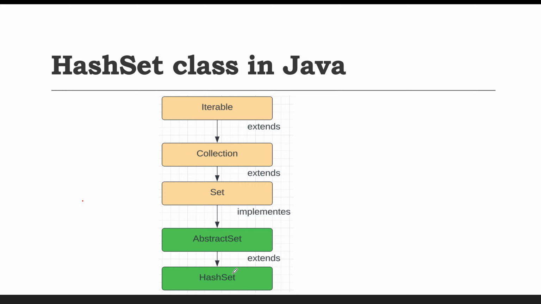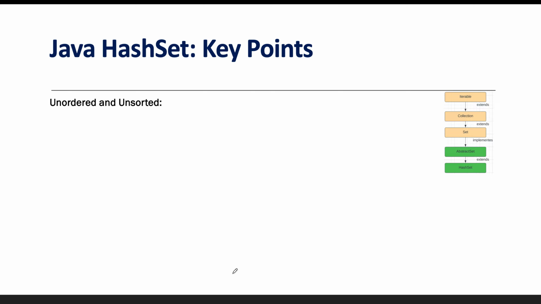Now let's see some key points that HashSet brings for us that help in our development. The first key point is unordered and unsorted. These are properties acquired from the set interface itself. It maintains an unordered collection, meaning that for the elements you insert, it does not give any guarantee that it will maintain the insertion order. And also unsorted. What do we mean by unsorted? Unsorted means it is not going to sort the elements while storing them. So this is one key point.